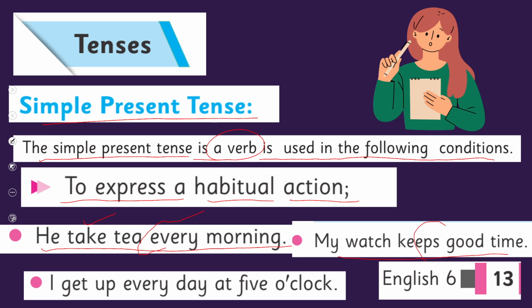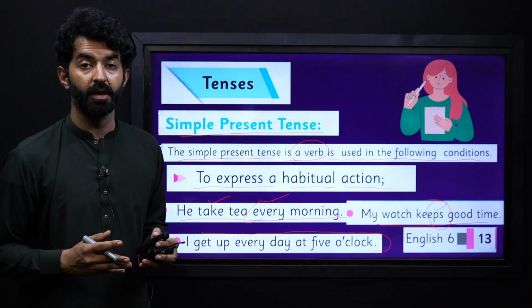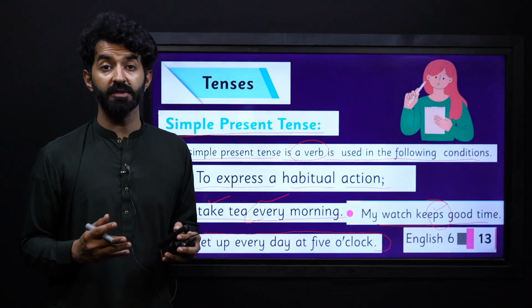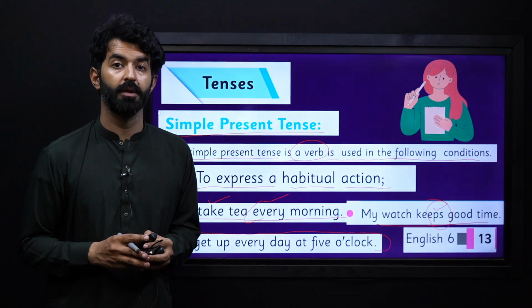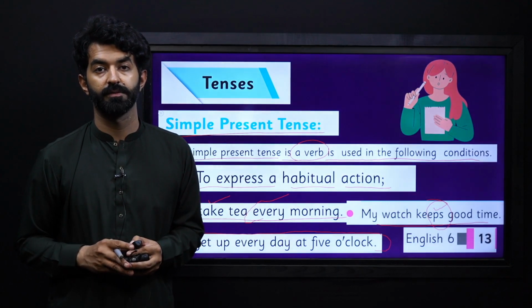Here again we use the present simple, indicating with the S that is added after the verb. I get up every day at 5 o'clock. This is also a routine, a habit. It happens usually, most frequently. So that's when we use our simple present tense.